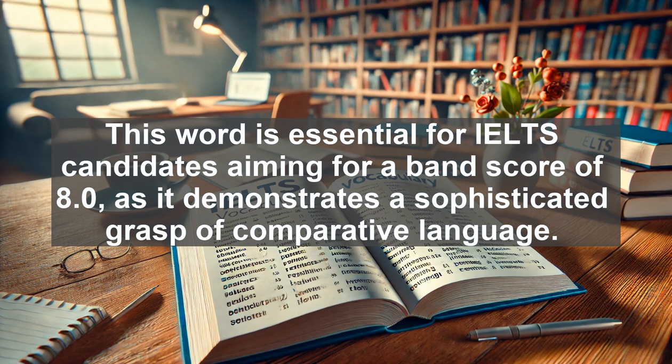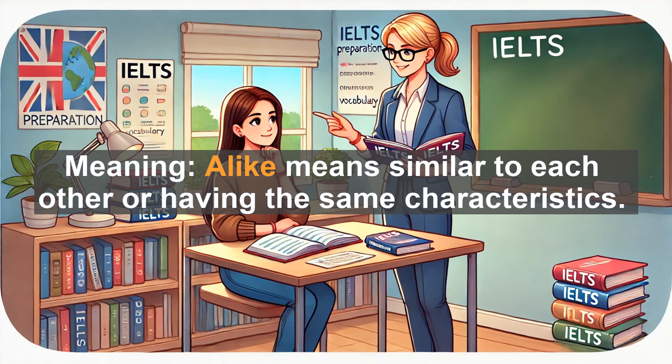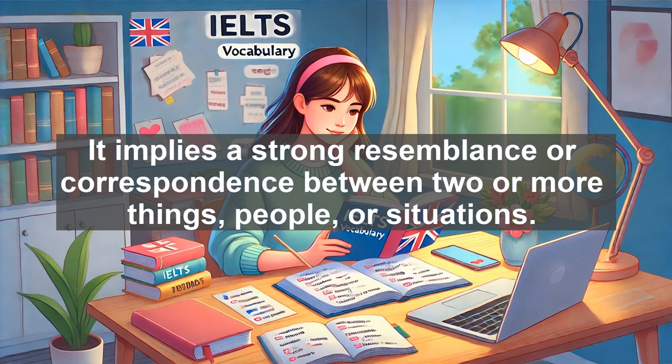Word type. Alike functions primarily as an adjective, but it can also serve as an adverb in certain contexts. Meaning. Alike means similar to each other or having the same characteristics. It implies a strong resemblance or correspondence between two or more things, people, or situations.